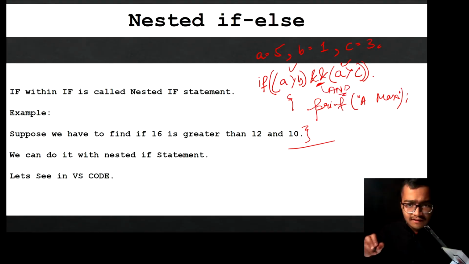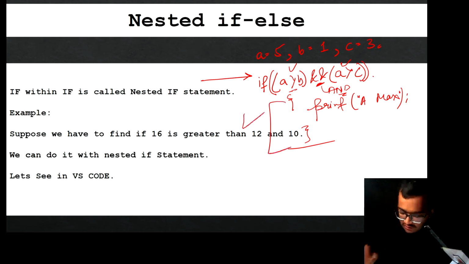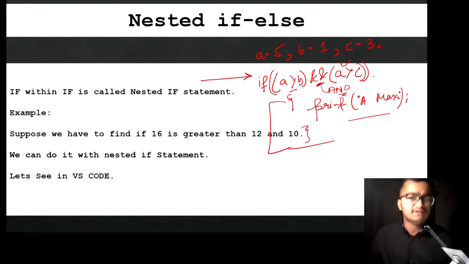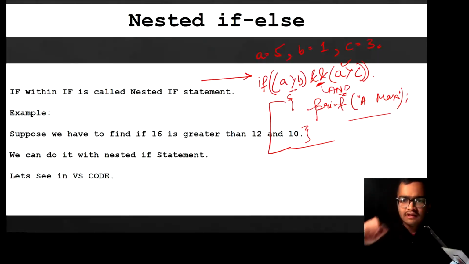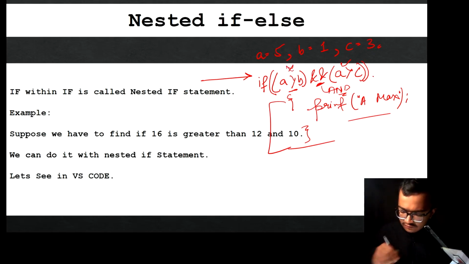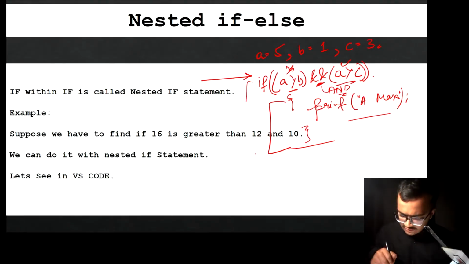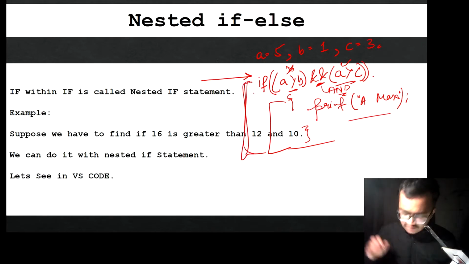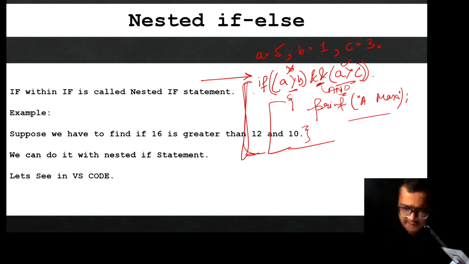So what will the compiler do? The compiler will check if a is greater than b. If this is true, that is the AND operator, and if a is greater than c is also true, then it enters this block and prints a is max. Now if the compiler finds that a is not greater than b, that is false, the second condition will not be checked, and the compiler will simply ignore this if block and proceed with the further lines if present in the code. Now this is one way of finding if a is max.